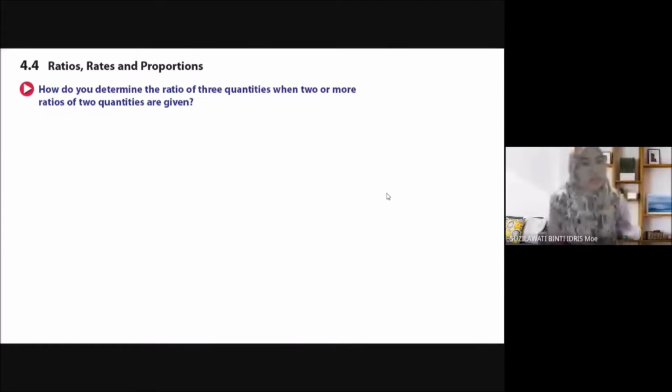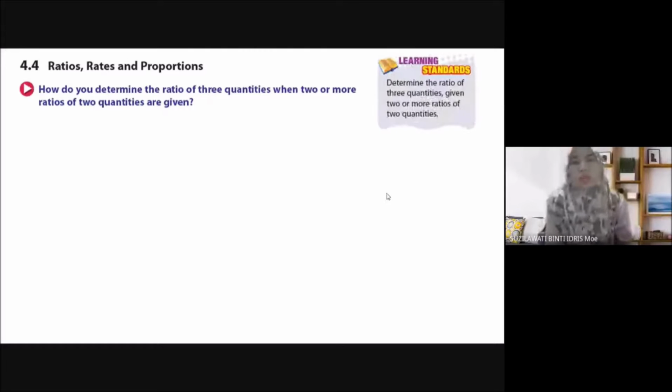I'm presenting the slideshow of our subtopic. So the learning standard that we are going to achieve today is to determine the ratio of three quantities given two or more ratios of two quantities. How do you determine the ratio of three quantities when two or more ratios of two quantities are given?